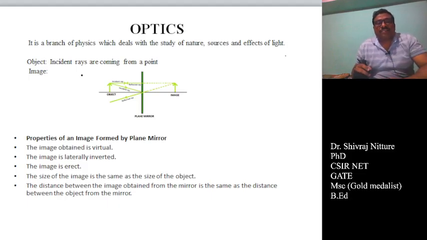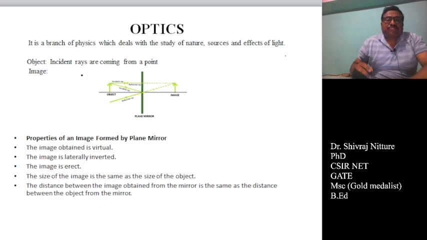Today I would like to take a class on optics, and this is only a small attempt to help NEET preparing students, especially beginner students. It is one of my favorite topics. So I will start with optics.